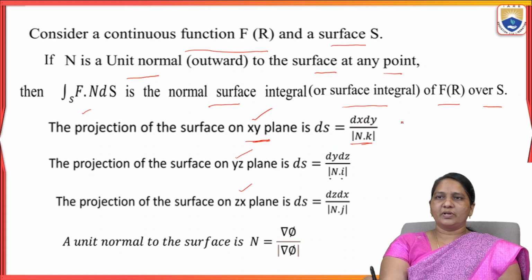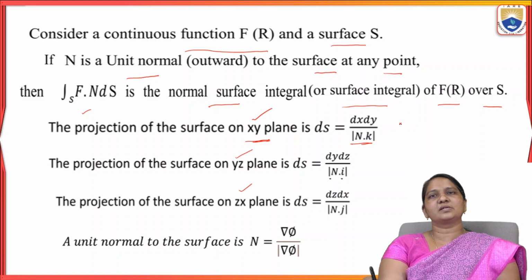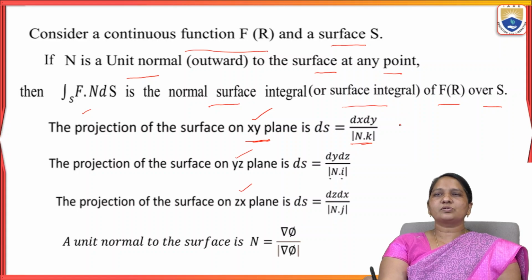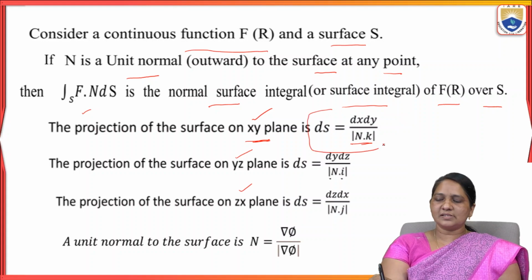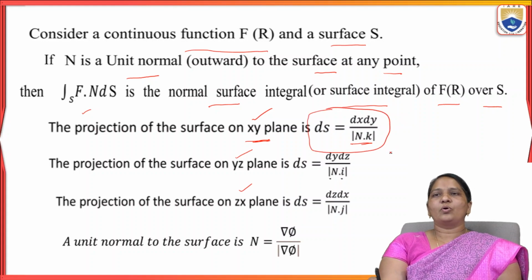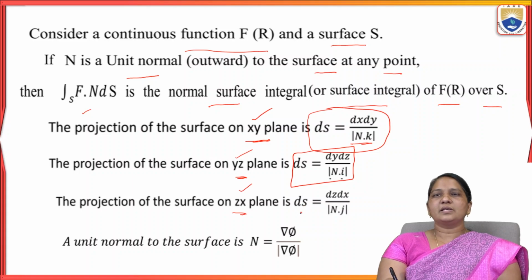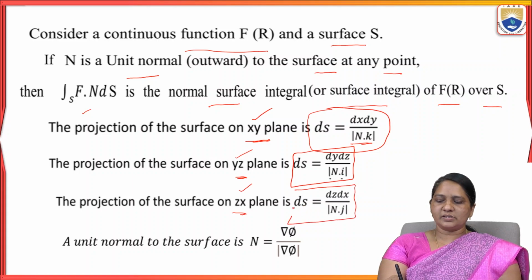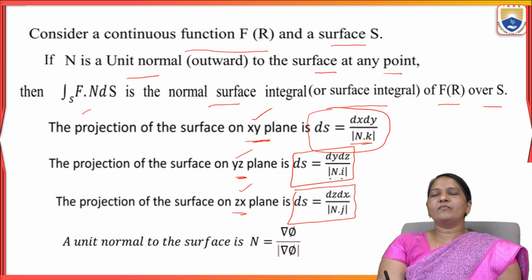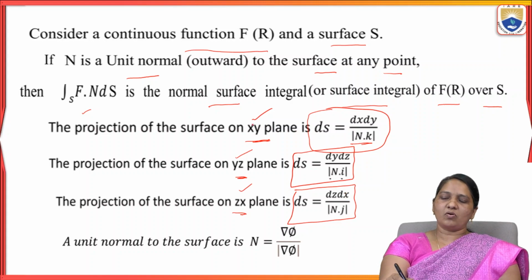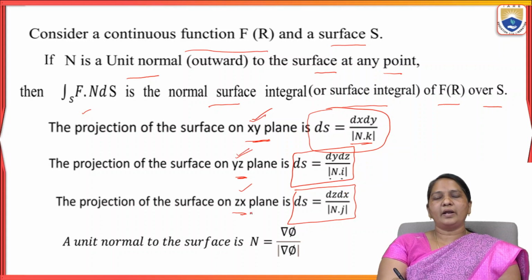You can remember this very easily, and we already discussed how to remember it in the previous video; if you want, you can go back to it. For the xy plane, ds is dx dy by modulus of n dot k; for the yz plane, ds is dy dz by modulus of n dot i; and for the zx plane, ds is dz dx by modulus of n dot j. These are the formulas we use for ds for the projection of the surface on the xy plane, yz plane and zx plane.